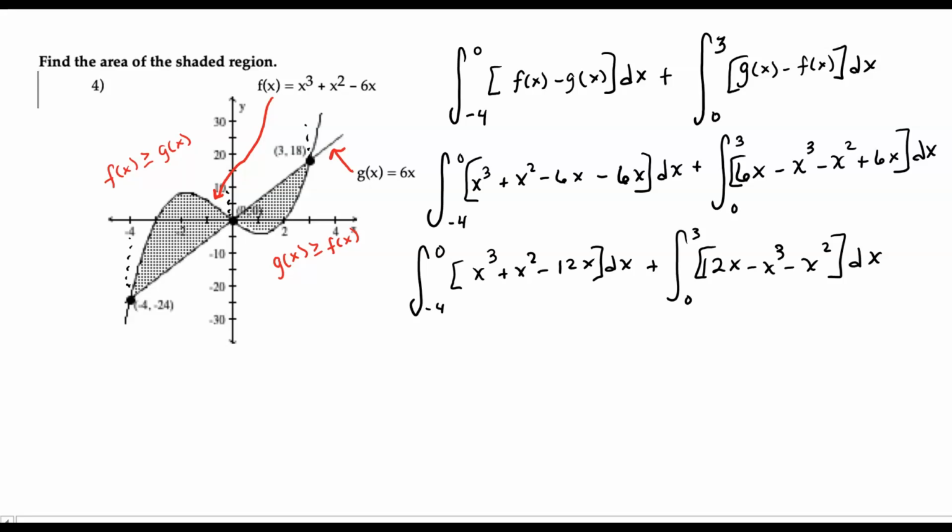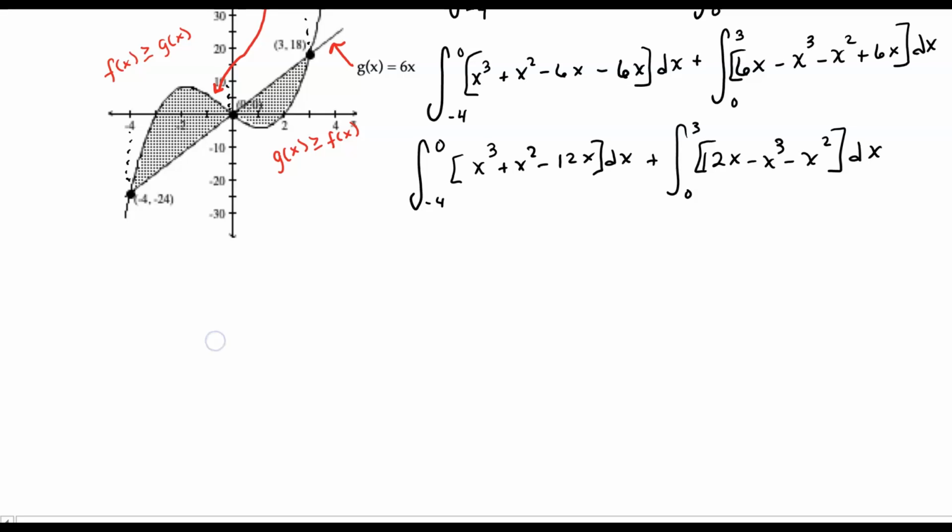I'm going to write that out down here at the bottom actually. So I'm going to move this up just a little bit, slide it up. Okay, so what do I have here when I take the antiderivative? I have x to the 4th divided by 4, plus x cubed divided by 3, minus 12, in this case x squared, divided by 2, evaluated from -4 to 0.